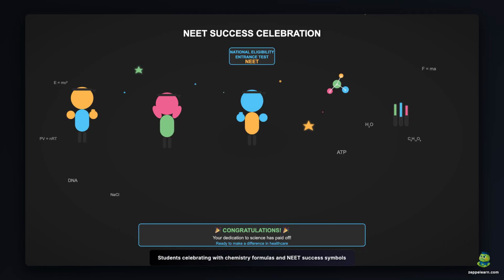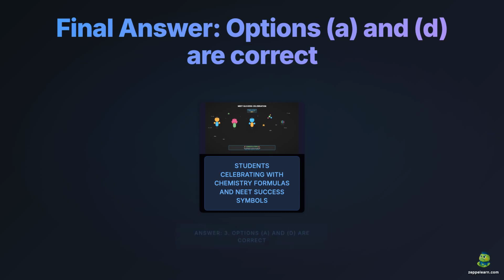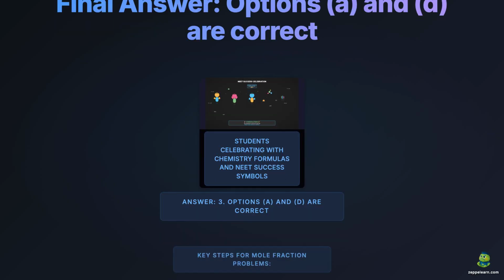Congratulations! You've successfully solved this challenging NEET chemistry problem using systematic mole fraction calculations. The correct multiple choice answer is number 3, options A and D are correct. Here are the key steps to remember for similar problems.